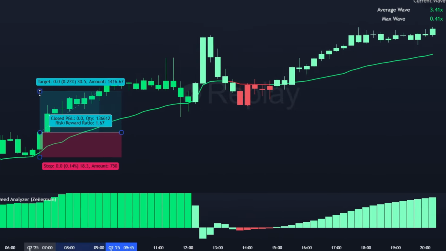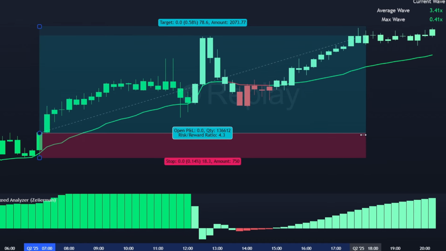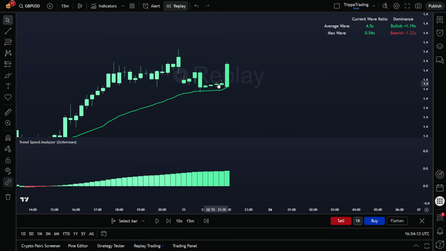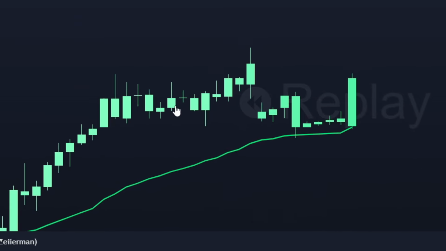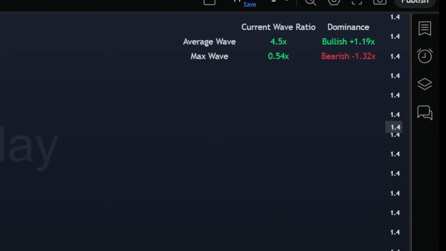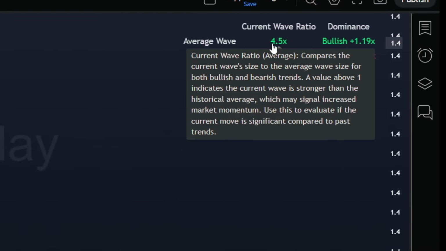Today, we're going to break down one of the most intelligent momentum tools I've seen, the Trend Speed Analyzer by zeiierman, and I'll show you exactly how to use it in your trading to catch strong trends, avoid false entries, and even spot early signs of reversals. Let's get started.